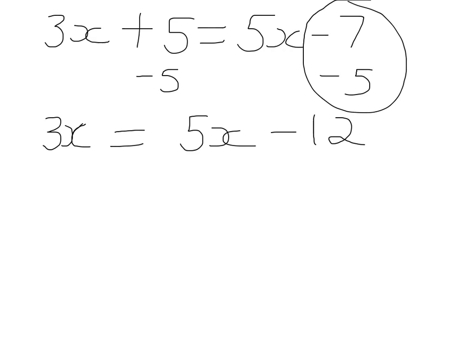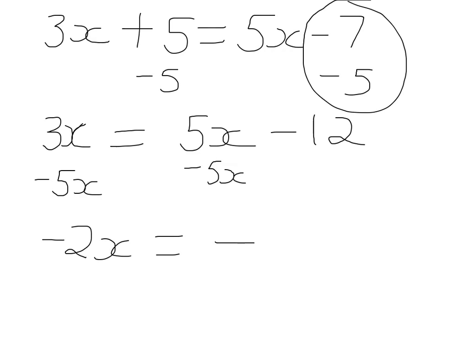Okay. So I've now got 3x = 5x - 12. I want to get the x's onto one side of the equal sign and have a value on the other side. So I can take 5x from both sides. So we've got 3x take away 5x, and that will leave me with minus 2x equals minus 12. And if I know that minus 2x is minus 12, then minus x must be minus 6.